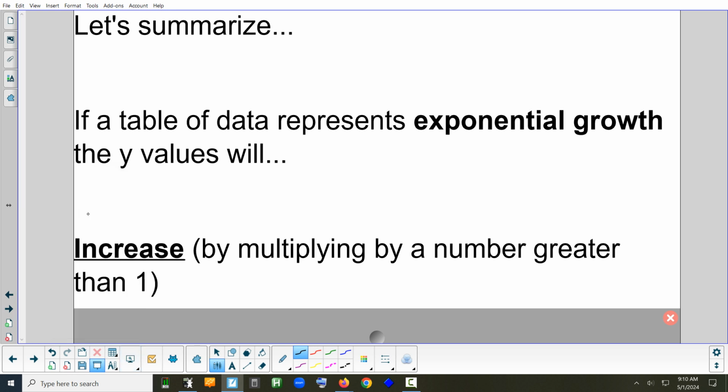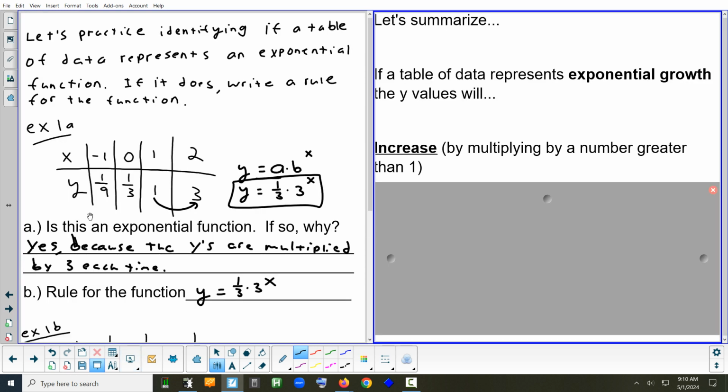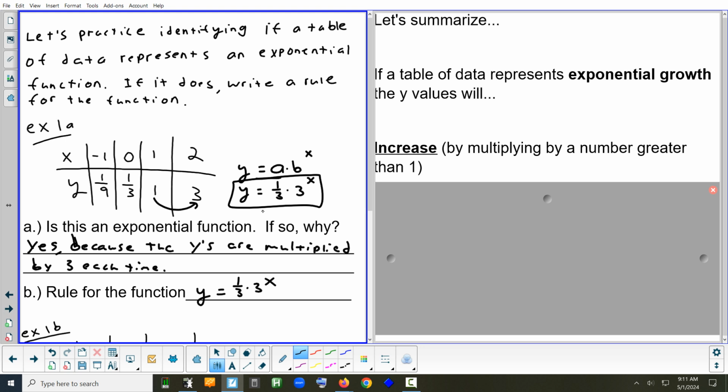Okay, exponential growth, that was similar to example 1a. Look at the y values: 1/9, 1/3, 1, 3. What would be the next one after 3? 9, and then times that by 3, 27, and then times that by 3. So they're getting bigger and bigger.